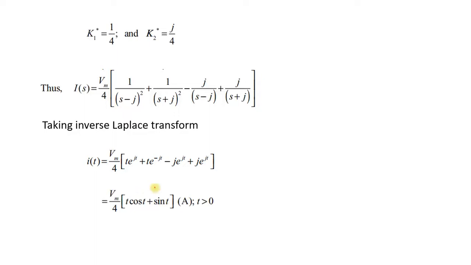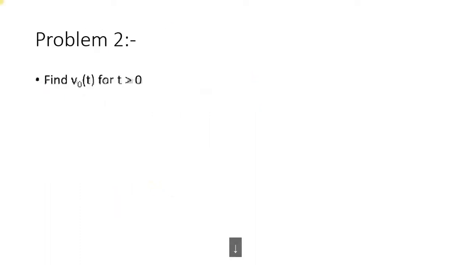So this is the final expression for the corresponding problem. Okay, so then now I move on to the next problem. So in this problem, find the value of v naught of t for time t greater than 0.